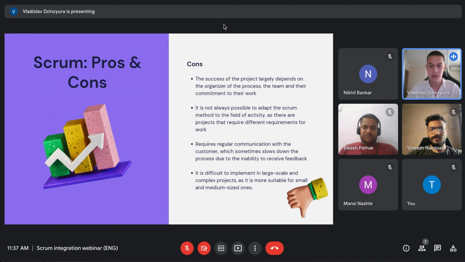And the last one is that it's difficult to implement. Scrum is difficult to implement in large scale and complex projects, as it's more suitable for small and medium-sized ones. So, for example, if we want to create a rocket that will be modified with modern features, we can't involve Scrum in it, because this task needs different approaches.